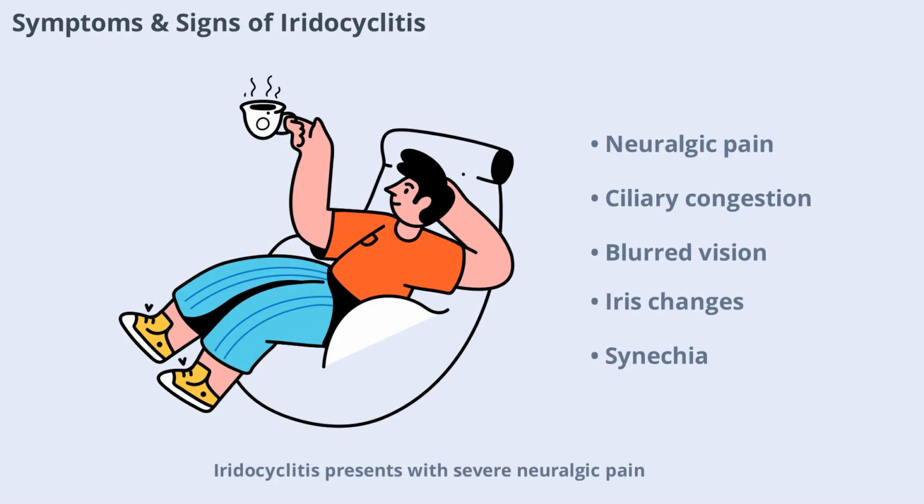Iridocyclitis presents with severe neuralgic pain radiating along the fifth cranial nerve, worst at night. Other symptoms include lacrimation, photophobia, ciliary congestion, and blurred vision from plasmoid aqueous and exudation. Signs are purple-red hyperemia around the limbus, hazy anterior chamber, constricted and irregular pupil, muddy iris, pigmentary ectropion, iris nodules, synechiae, and vitreous opacities. Recognizing these features aids in prompt diagnosis and management.